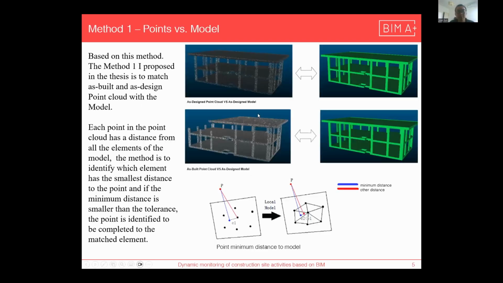Okay, but based on the method I mentioned before, I created method one in my thesis. This method is to match the as-built and as-design point clouds with the as-built model and as-design model. Each point in the point cloud has a distance from all elements of the model. The method is to identify which element has the smallest distance. And if the minimum distance is smaller than the tolerance I defined in the script, that point is identified to be completed.